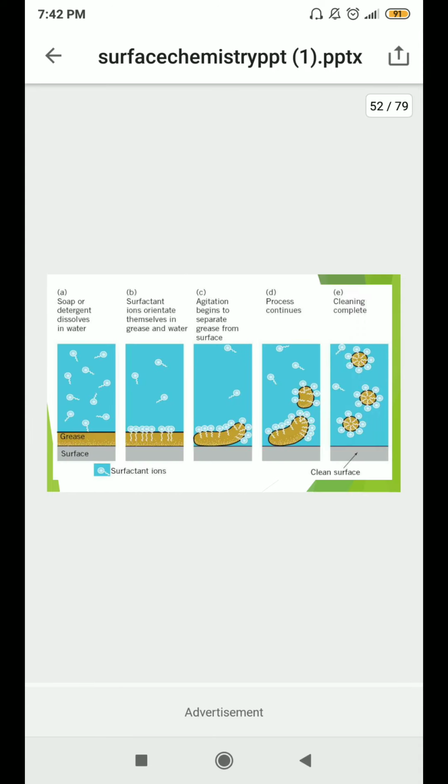Here you can see grease on the surface. Soap or detergent dissolves in the water, and surfactant ions orient themselves in grease and water. Then there is agitation, which begins to separate grease from the surface. As you can see, there is a stain, and the surfactants accumulate over the stain. Then the process starts for the formation of micelles, and the aggregates formed make the stain get solubilized into water, and finally there is complete cleaning. So this is the whole process of how cleaning happens through soap.